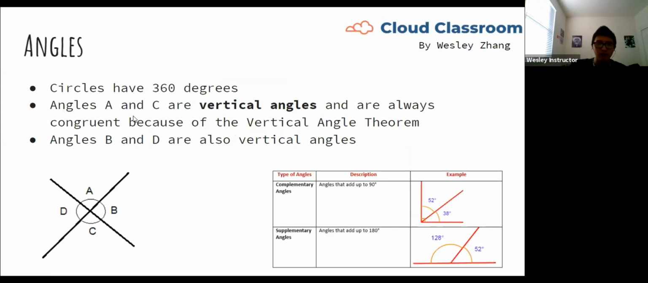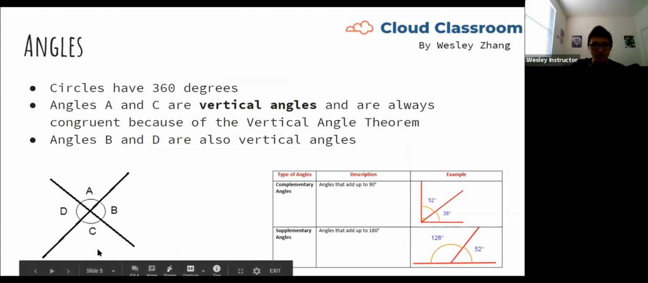All right, so circles have 360 degrees. You guys know that already. Angles A and C, if you look at this diagram right here, are vertical angles and are always congruent because of the vertical angle theorem. So if we have two lines that intersect right here, and it forms two angles opposite of each other, these angles will always be the same angle measure.